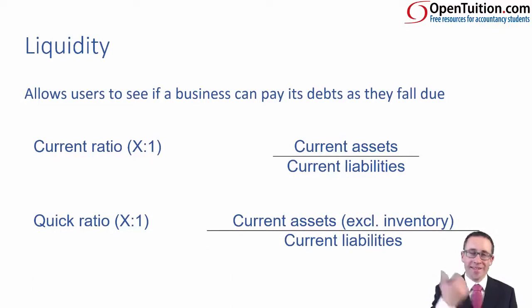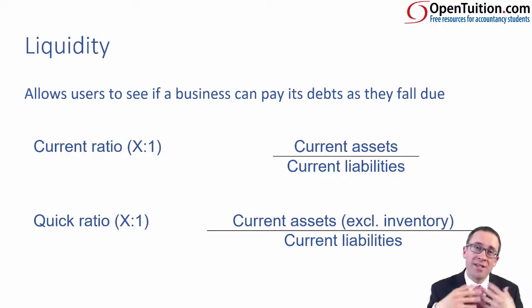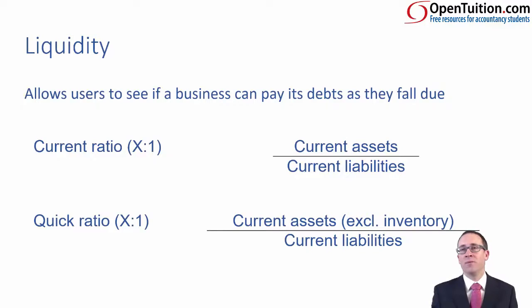Quick ratio, I know what the quick ratio is all about. Remember, it's also referred to as the acid test. It gives you a better indicator, if you like, of liquidity, doesn't it? Because we remove the least liquid asset, which is inventory. So just be aware there. The current assets on the top are only likely to be receivables and cash.